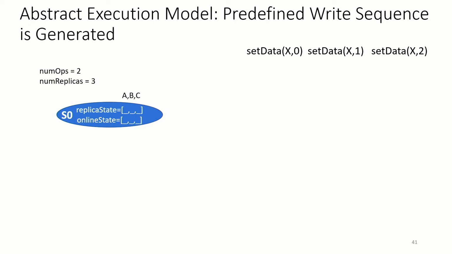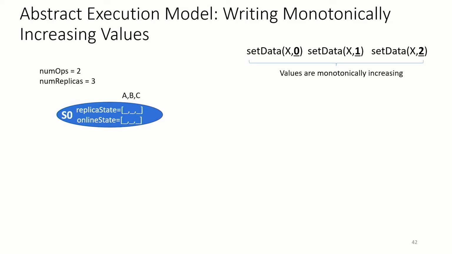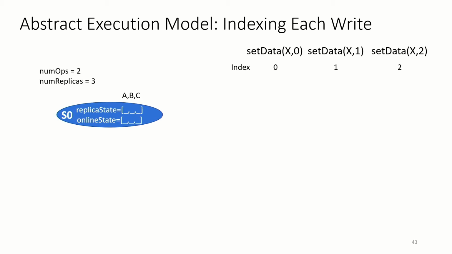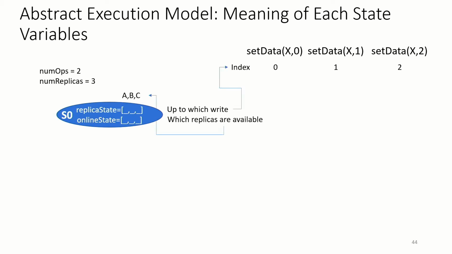And then with num ops given, we can generate the predefined write sequence. We write values that are monotonically increasing, and based on this, we can index each write operation to distinguish it explicitly. So replica state represents up to which write has been committed by replicas so far, and online state represents the availability of each replica.